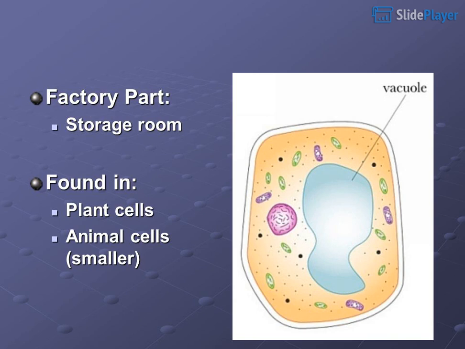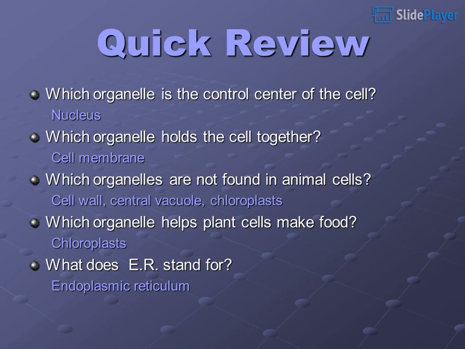Quick review: which organelle is the control center of the cell? The nucleus. Which organelle holds the cell together? The cell membrane. Which organelles are not found in animal cells? Cell wall, central vacuole, and chloroplasts. Which organelle helps plant cells make food? Chloroplasts. What does ER stand for?